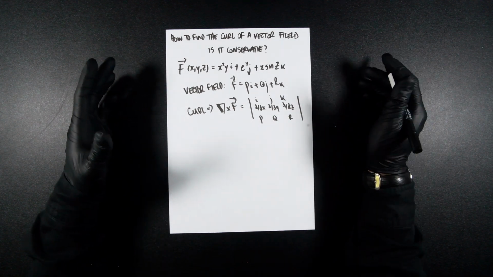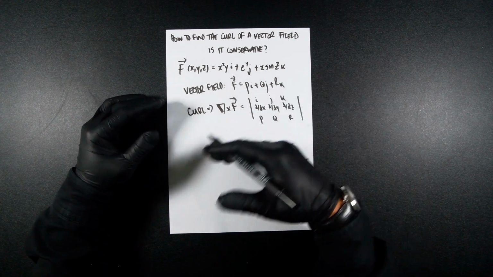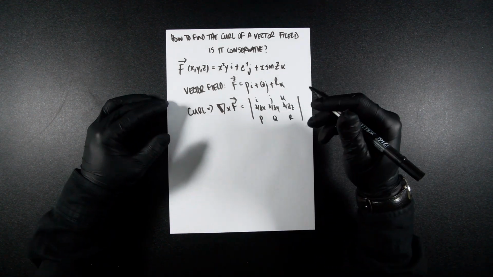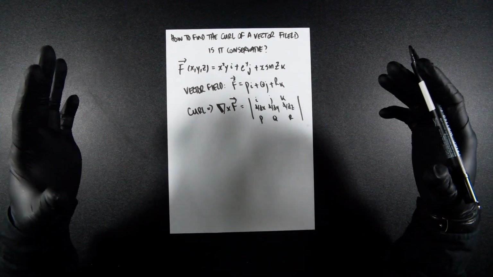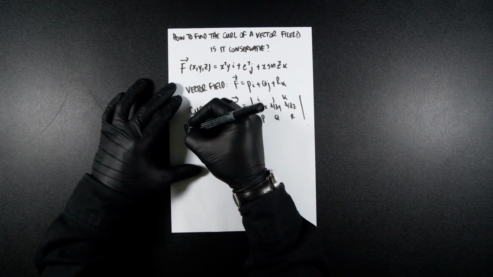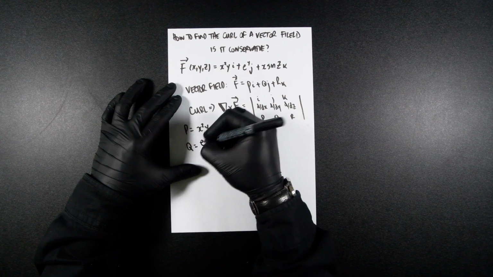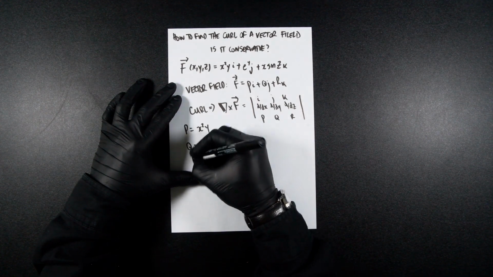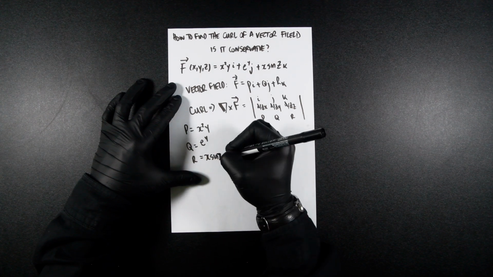So there's lots of stuff to do here. We first need to find out some differentials, then we're going to solve this matrix, and then we're going to substitute stuff in to be able to get our final solution. So firstly, let's define. We've got P, which is x squared y, Q, which is e to the y, and we have R, which is x sine z.